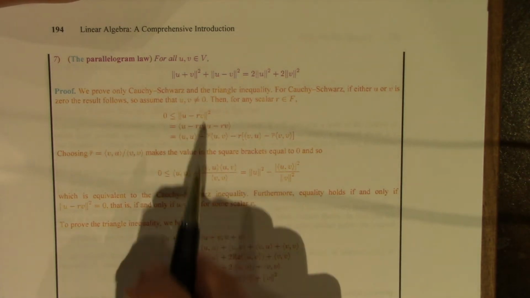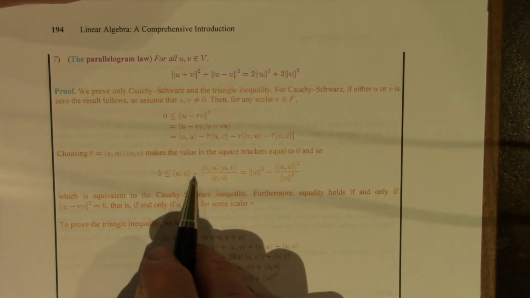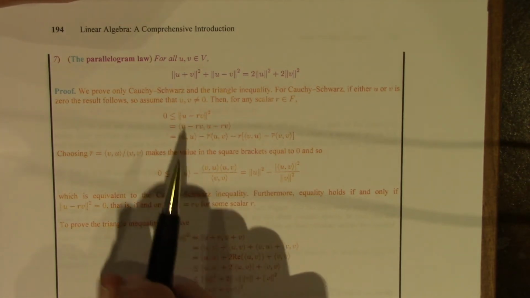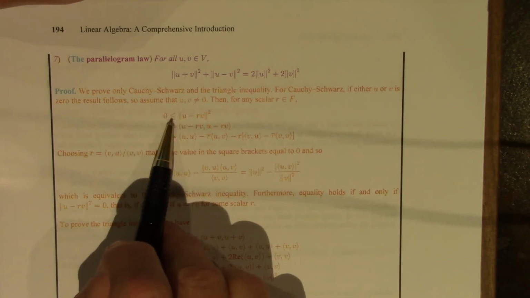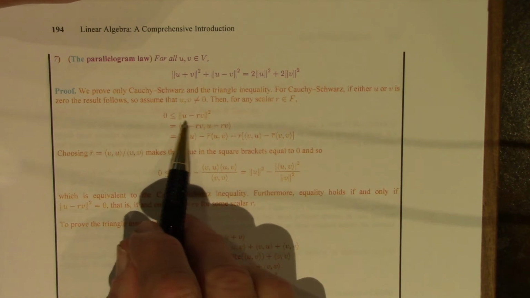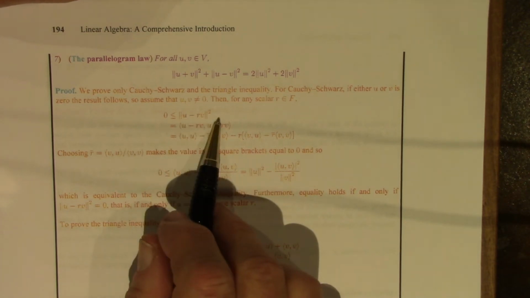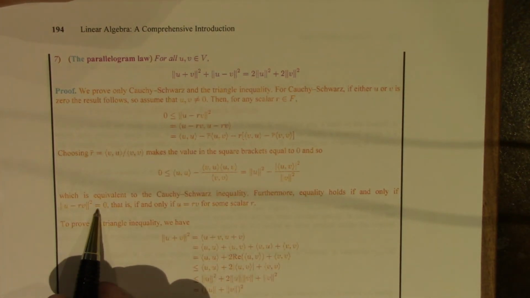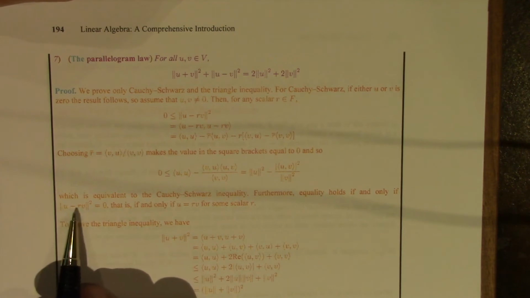When does equality hold in this? It holds if and only if equality holds right here. In other words, if this quantity is 0. And this will be 0 if and only if u is equal to rv.